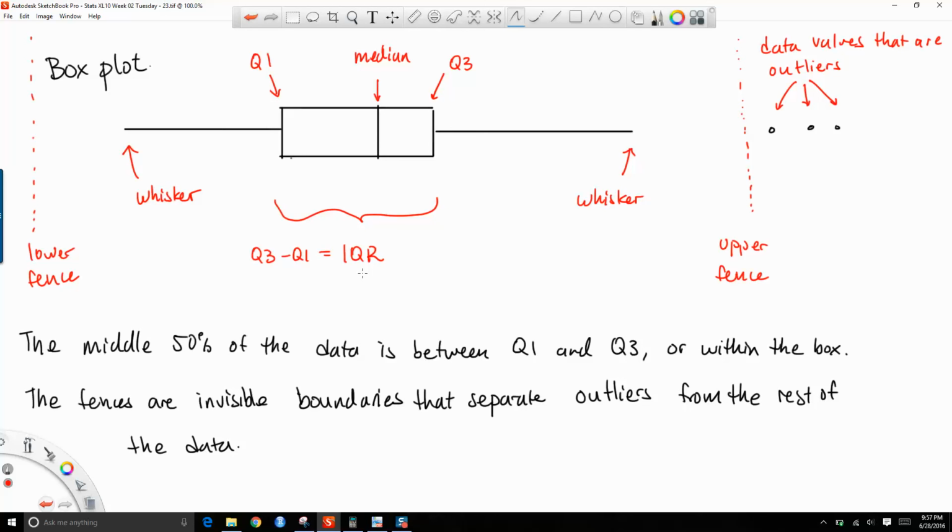You can look at the location of the median, which is just that bar that's in the middle of the box, and get a sense of where the middle point is. You also get a sense of if there are any outliers, okay? So looking at this, would you say our data is right skewed, left skewed, or symmetric? Left. I would say it's right skewed, okay?